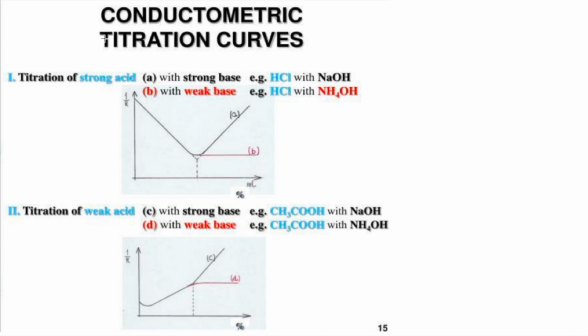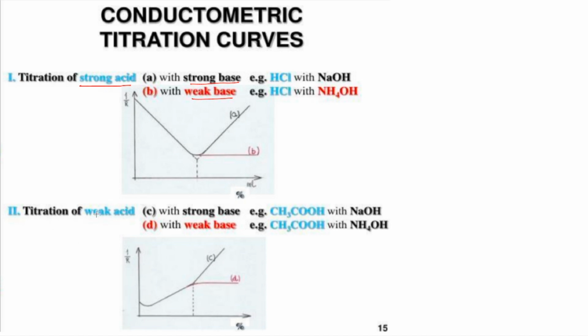Now let's talk about conductometric titration curves. Depending upon the strength of acid and base, there can be 4 types of titration curve. Let's talk about the titration curve of a strong acid. The strong acid with strong base is represented by the black line over here. It is going to show you a sharp equivalence point, whereas if you are taking titration of strong acid with weak base, you will be representing it with this red line. You won't be having a sharp equivalence point, but the graph is going to become flat after that. Examples of both of them are given to you.